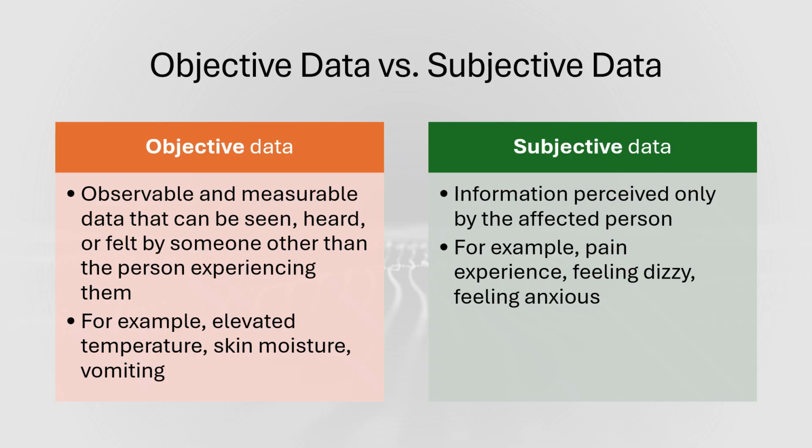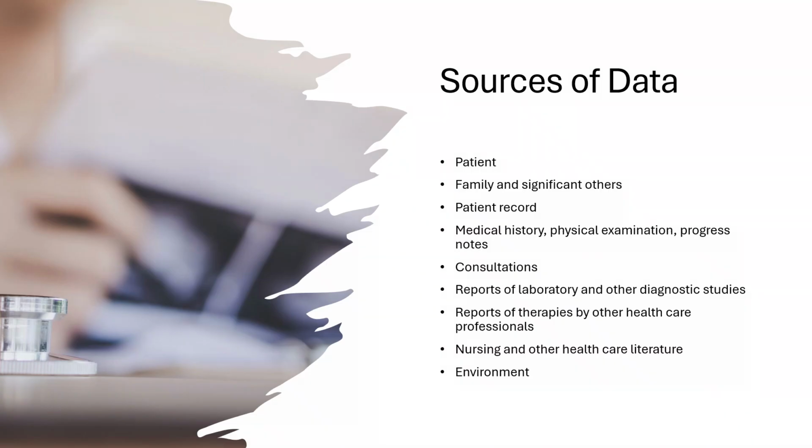Always combine both types of data to form a complete picture of the patient's condition. Subjective data gives insight into the patient's experience, while objective data provides measurable evidence for clinical decisions. Accurate nursing assessments rely on gathering data from multiple sources to build a complete picture of the patient's health.